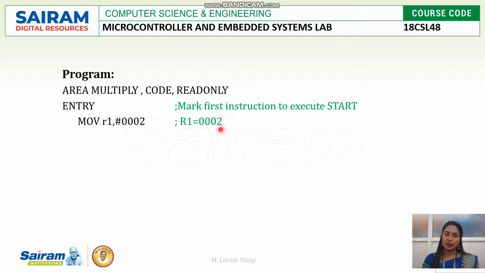So I can use some other register. Here I used the R2 register. MOV R2, #0004. So 0004 is moved to the R2 register. After the execution of this instruction, we can find 0004 in the R2 register. Then my two data are ready.